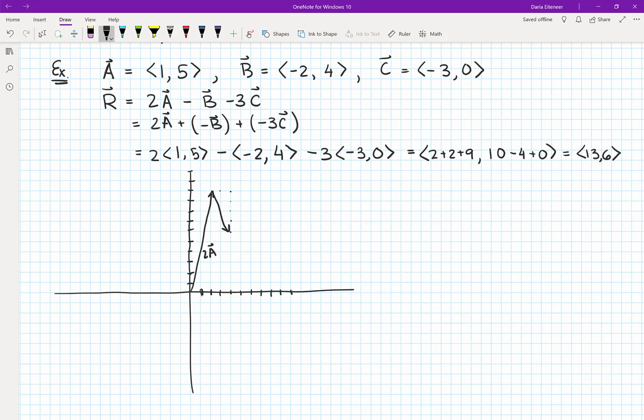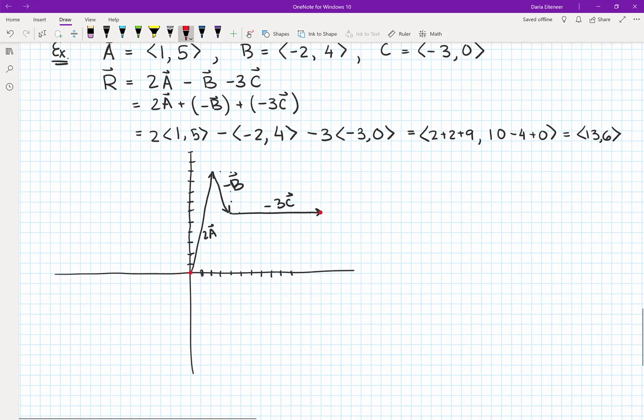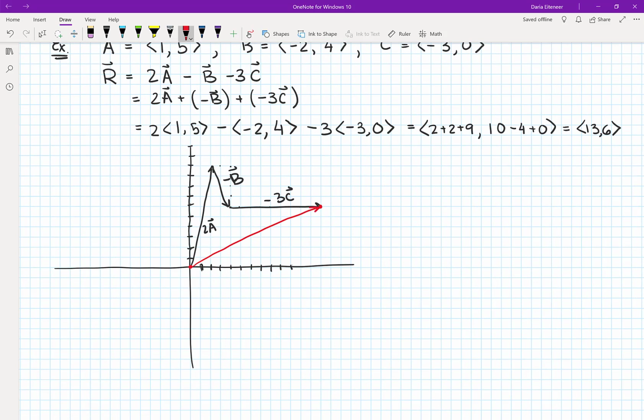Okay, and then from that point, negative 3c. So now 1, 2, 3, 4, 5, 6, 7, 8, 9, and that's my negative 3c. See how it doesn't have a y component to it? So this was negative b, and this was negative 3c. And then from the tail of the very first one to the tip of the last one, here is our resultant.